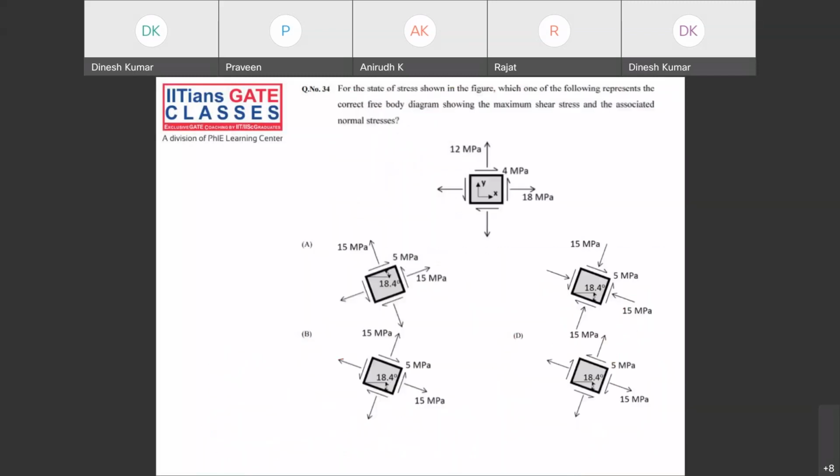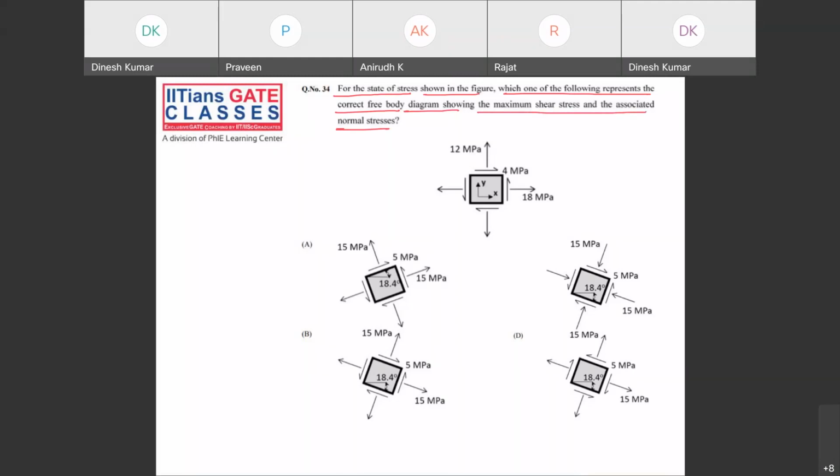Now, the next question is a good question, and it's an easy question. If you know the formula, you still can't solve these questions without understanding concepts or the orientation part. So what is given in this question? Read, guys. For the state of stress shown in the figure, which one of the following represents the correct free body diagram showing the maximum shear stress and associated normal stress? Class guys may be knowing, but DLP guys, look into this.